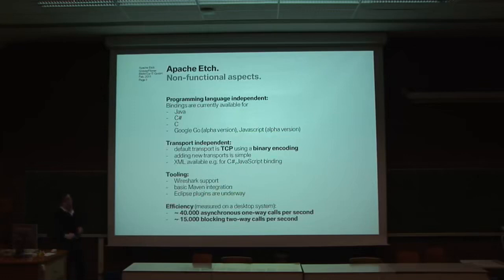Google Go is the earliest addition to our binding library. The other three here, Java, C#, and C, are stable versions which you can use for whatever you want. They work, they are stable. And those things here, JavaScript, Python, which is under development, and Google Go are available in an alpha state, which implements the basic protocol functionality. Etch is transport independent.